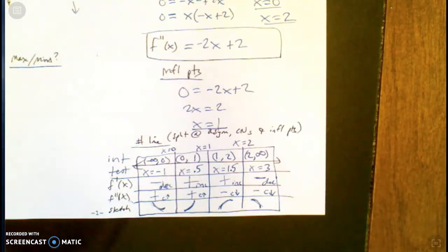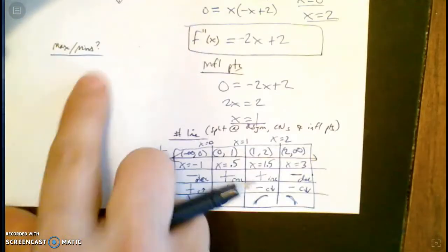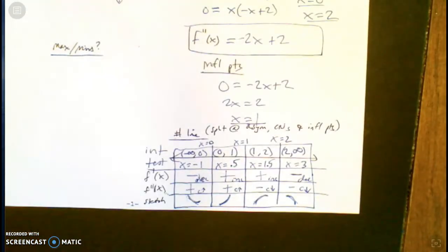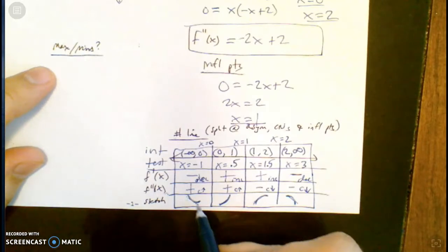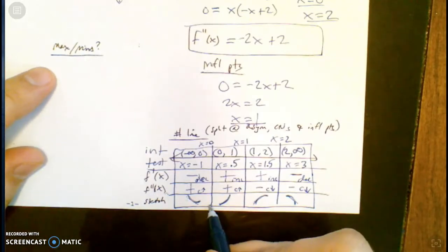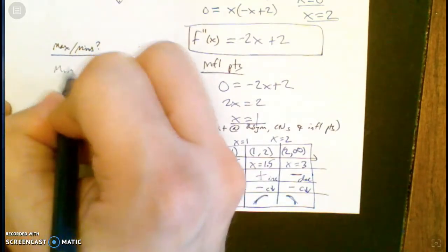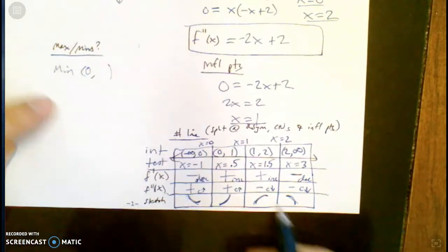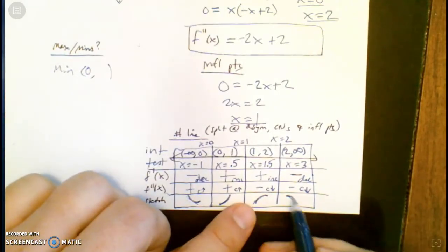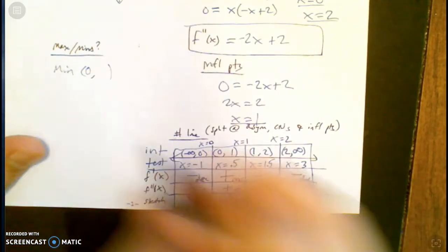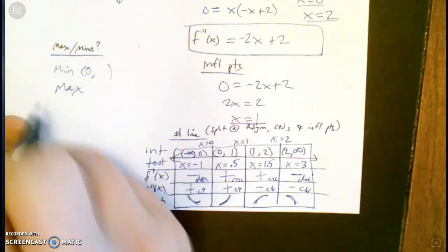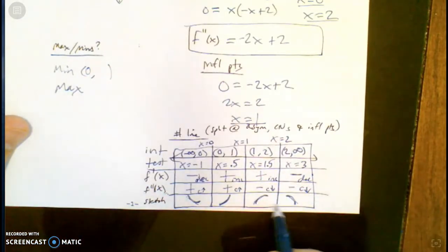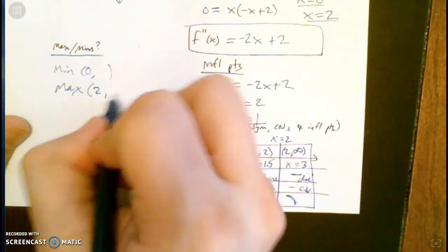Alright, so that's that. Now I gotta draw it, but other important points are maxes and mins. Do you see how it goes from down to up? Well, there's a min right there at 0, something. I also know, because it goes up to down, that there is a max at 2, see how it goes like that, 2 comma something.